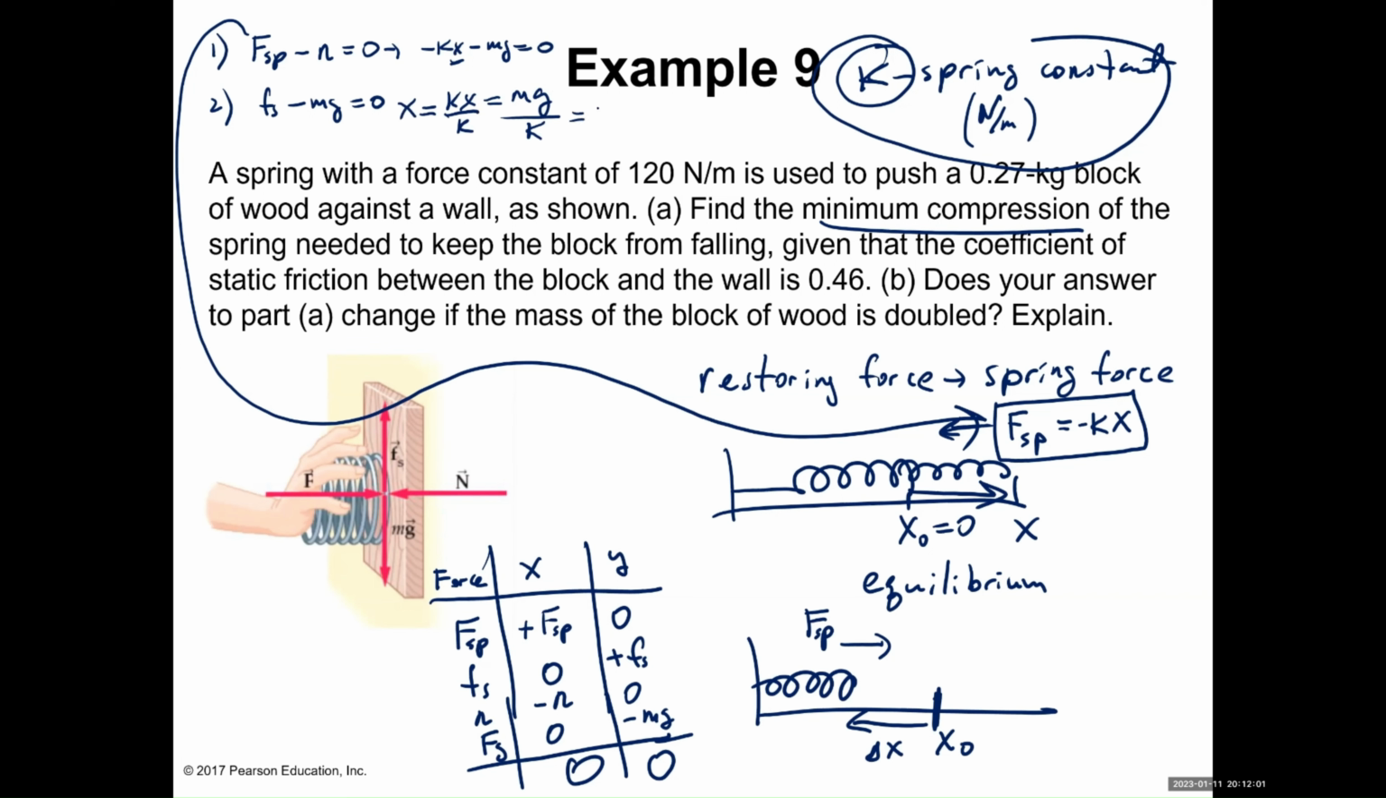So you can solve for x. That means the mass of 0.27 times 9.8, then divided by 120 newtons per meter. And you can then solve for x. All right, so I get 0.22 meters, which is about 22 centimeters. If you compress it by 22 centimeters, it will hold the book.